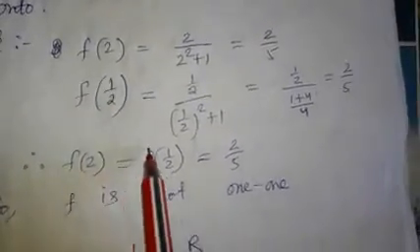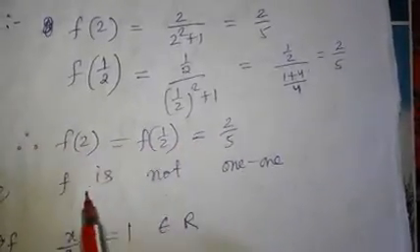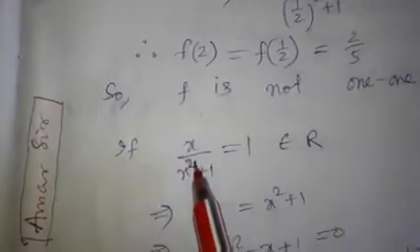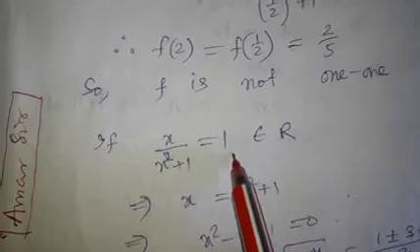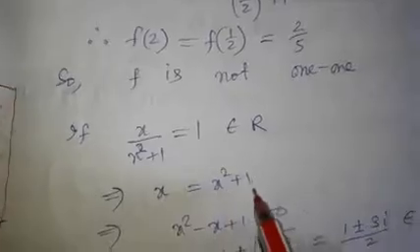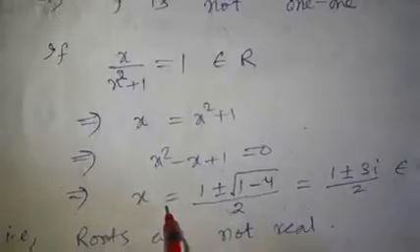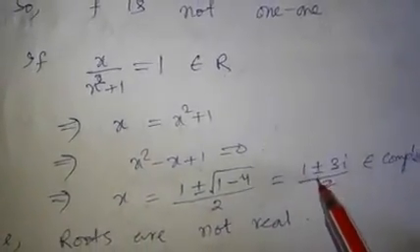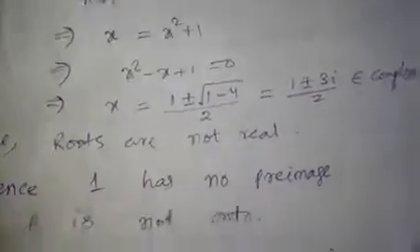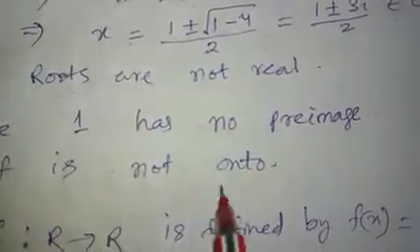Now, f of 2 is equal to f of 1 by 2, which is equal to 2 by 5. So, it is many one, not one-one. Now, if x by x square plus 1 is equal to 1, which belongs to R, then x square minus x plus 1 is equal to 0, so x is equal to (1 plus or minus root 3 i) by 2, which belongs to complex. So, the roots are not real, hence 1 has no pre-image. So, f is not onto.